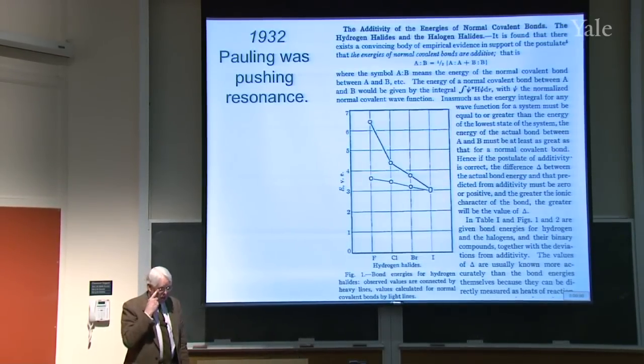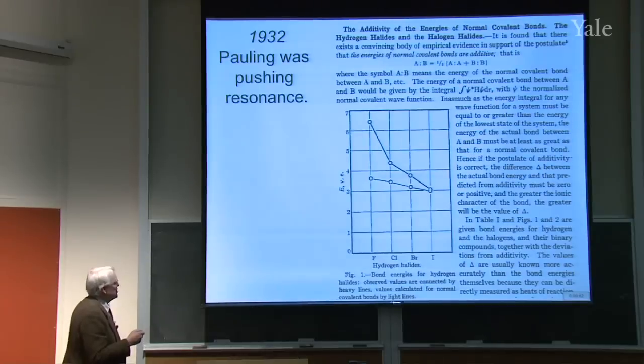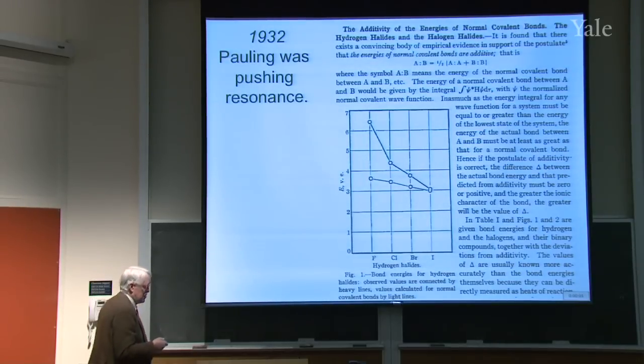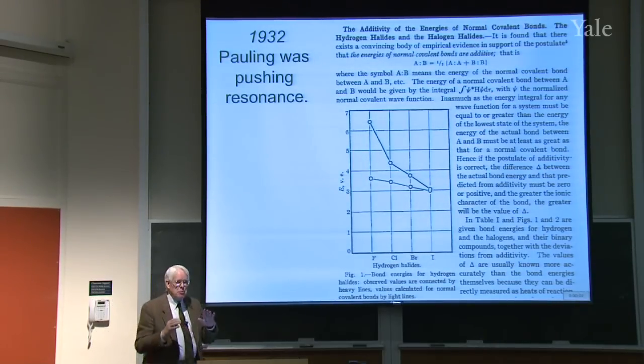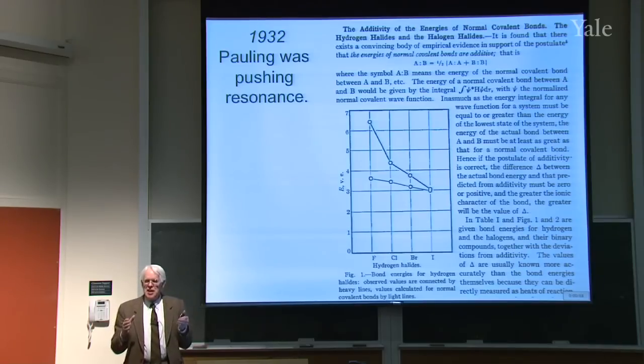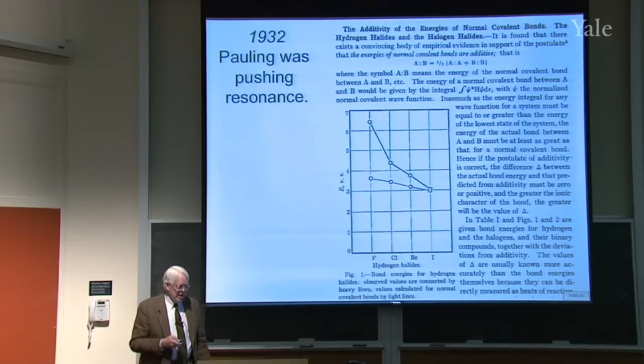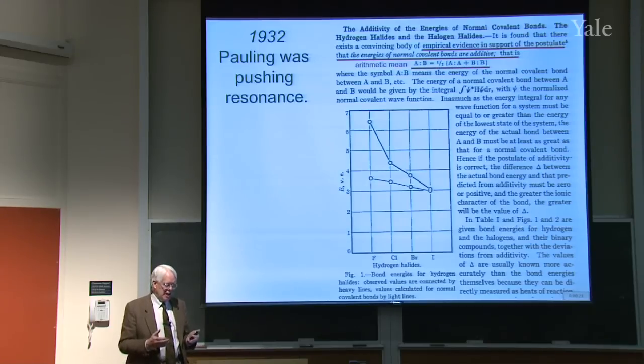Or 1932 it was published. Okay, so this is a key passage in that paper. And remember that Pauling was pushing this idea of resonance, that you get stabilization when you can draw different resonance structures. So he's talking about the additivity of the energies of normal covalent bonds. He says there's empirical evidence in support of the postulate that the energies of normal covalent bonds are additive.